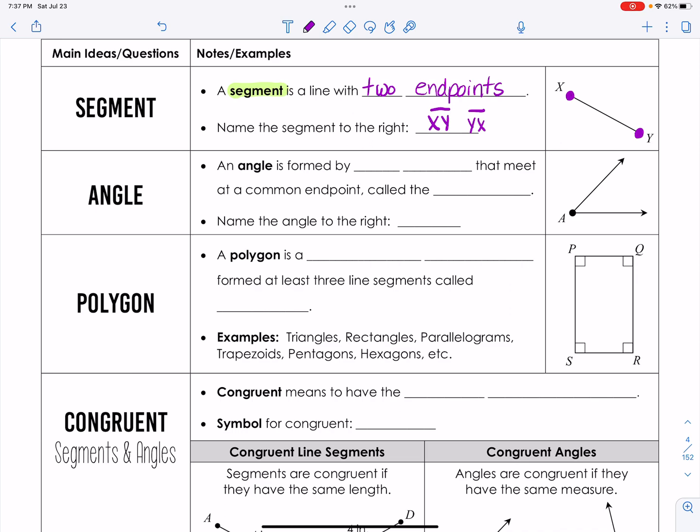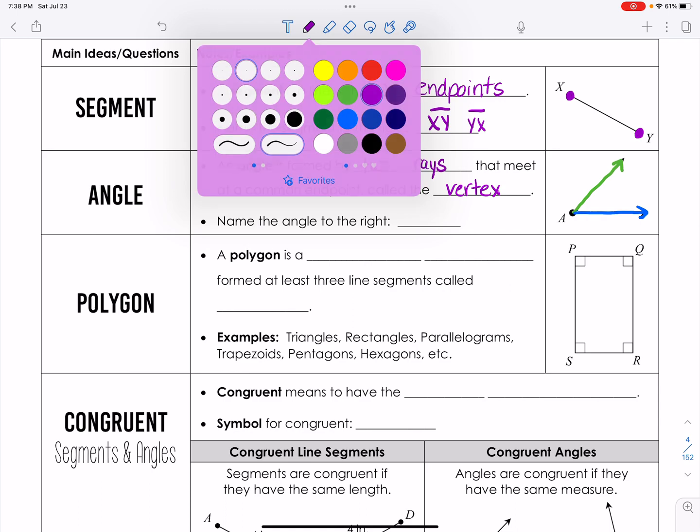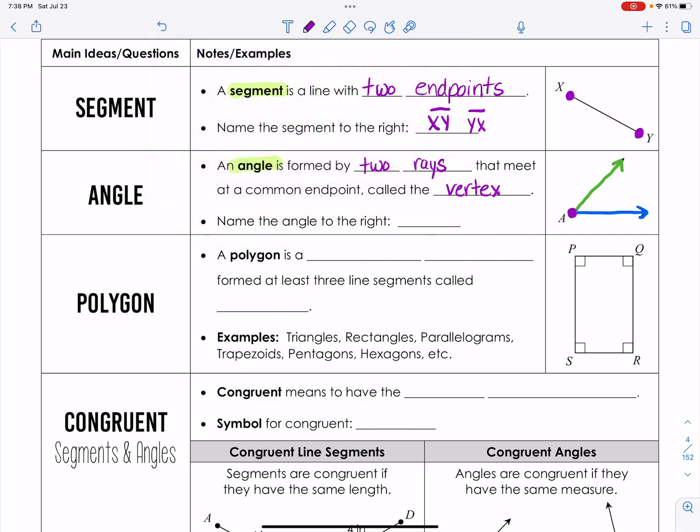Okay. So on the next one, an angle, that's my next vocab word. An angle is formed by 2 rays that meet at a common endpoint called the vertex. If I look at this here, I have this ray. Do you see how it has an arrow? And I have this ray. You see how it has an arrow? But they both hit at this point right here that's called A. So it's 2 different rays that meet at the same point, and that point is called the vertex.